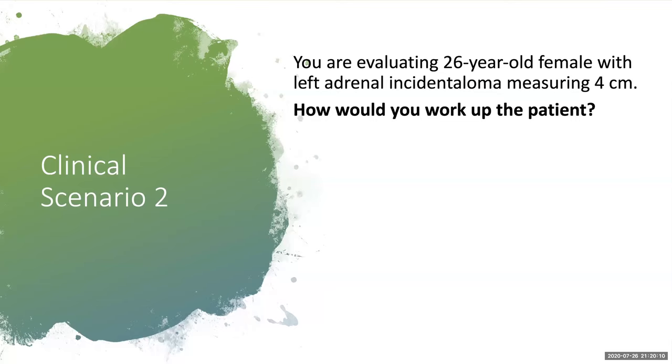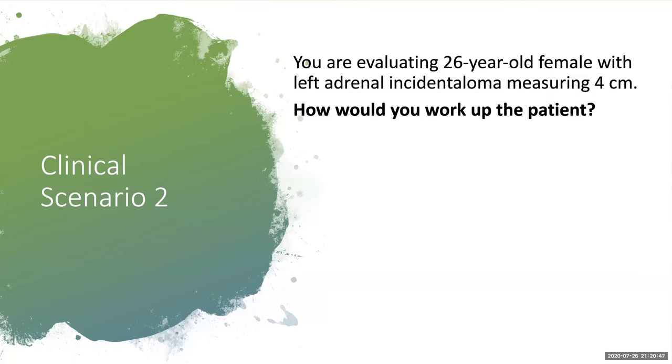First, I'll take a history and physical examination. I'll assess how she was diagnosed with the adrenal incidentaloma and what she was complaining of. The history will cover whether she complained of anything she noticed in the last few weeks or months. And I'll do a full examination of the abdomen. And then I'll do my biochemical workup.